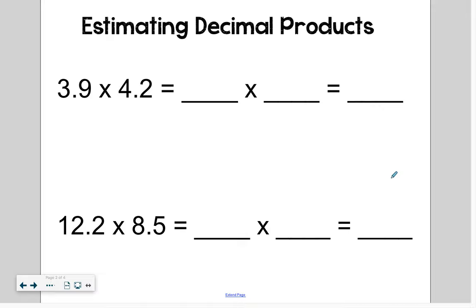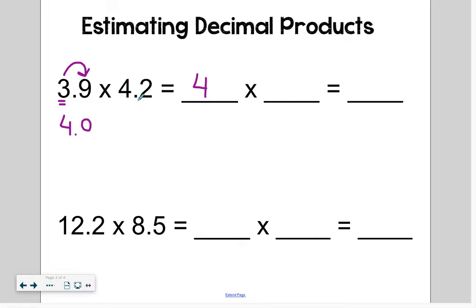What we want to do in order to estimate decimal products is round each number to the highest place value. So in 3 and 9/10, the 3 is in the ones place, and that's the highest place value. The number under our arrow is 5 or more. We raise the score of the 3, and it becomes a 4. So we could either write this decimal, 3.9, as 4.0, which is the same thing as just 4.